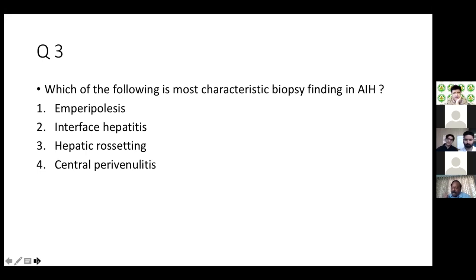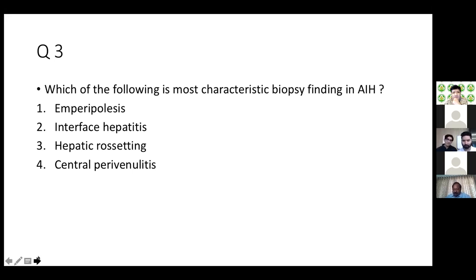Absolutely. If she were to be seropositive, this histology could have confirmed that she is AIH. The problem comes with seronegativity. You should be doubly sure that you are not missing anything else. Just a caution. Yeah, sure.